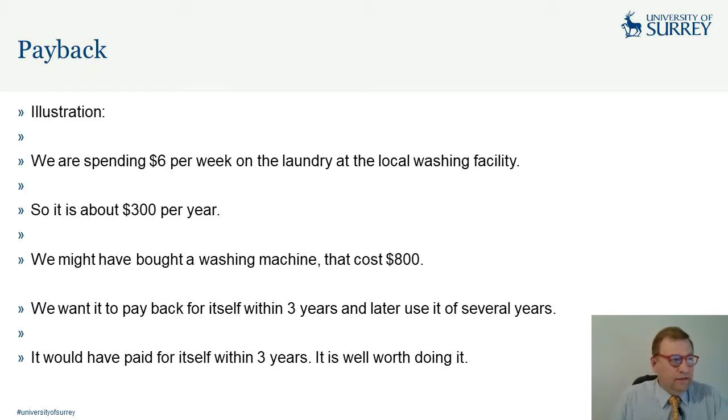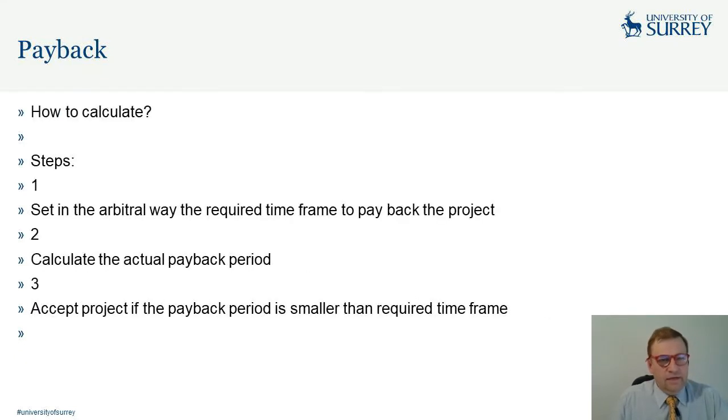So how do we calculate this? This is again the procedure. I have prepared for you the procedure, how to do it. The steps. Step one: set arbitrarily the required time frame to pay back the project. This is a fundamental idea. This is arbitrary. Somebody would say 2 years, somebody would say 3, somebody would say 4. It doesn't really matter. Some boss somewhere would say this is the time frame, and we do not pass this.